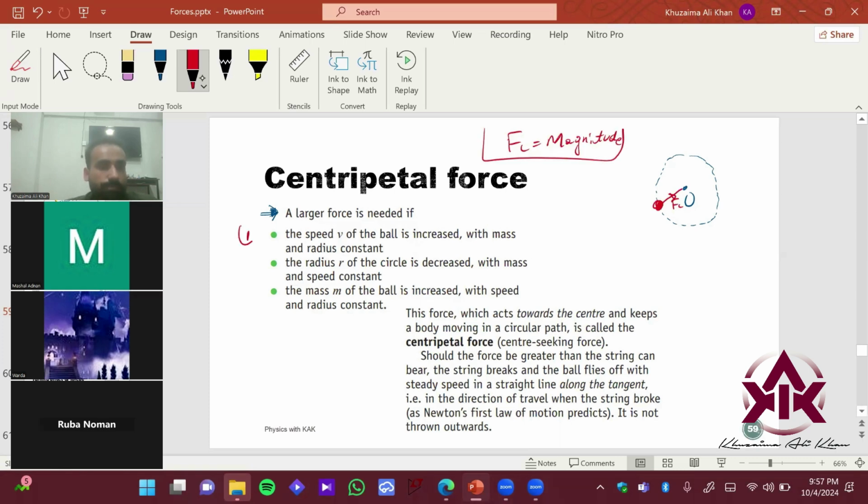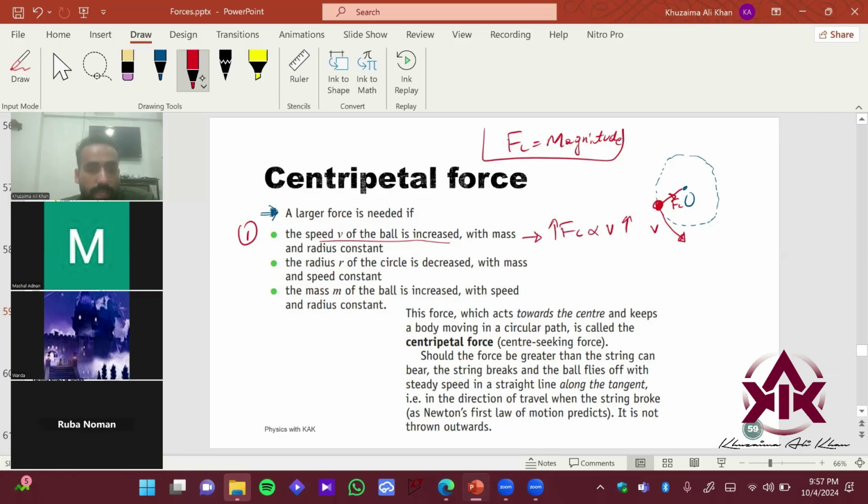So the first scenario is this. You will need a large force if the speed of the object is increased, right? So if you increase the speed, your Fc will also increase. So it is stating that Fc is proportional to speed. If your speed increases, your centripetal force will also increase, right?